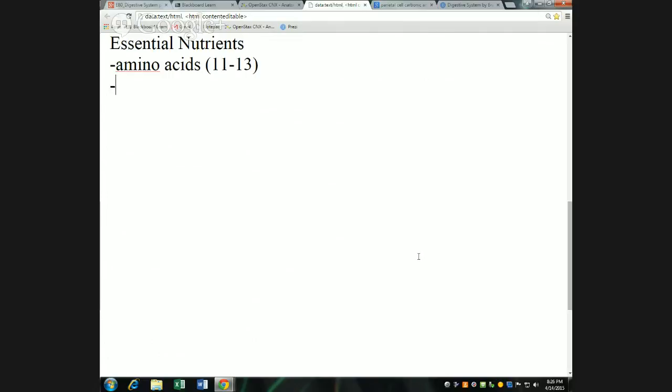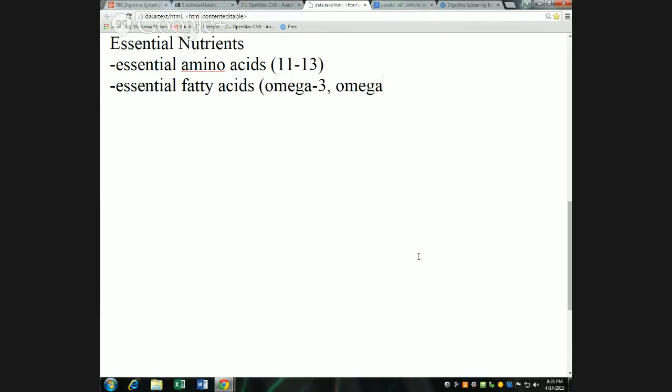There are also essential fatty acids that you have to get into your system. And these are commonly referred to as omega-3, omega-6, and sometimes omega-9 fatty acids. There are specific names of the fatty acids that you might find in reference to foods you're eating, but this is describing their chemical structure.